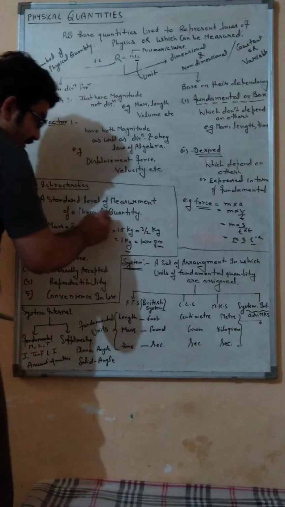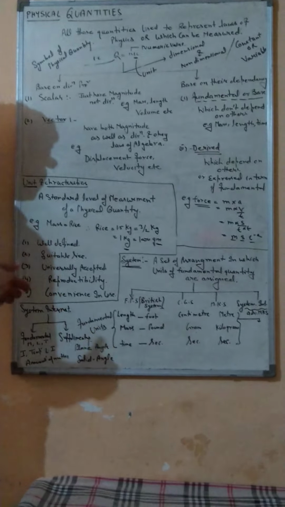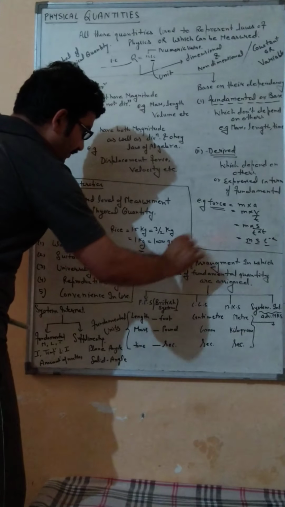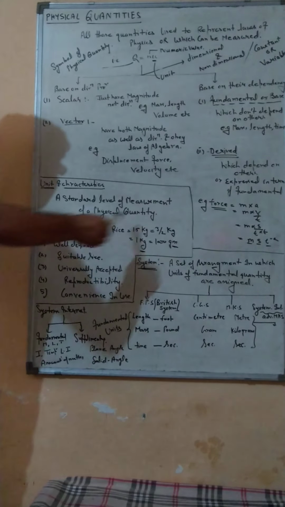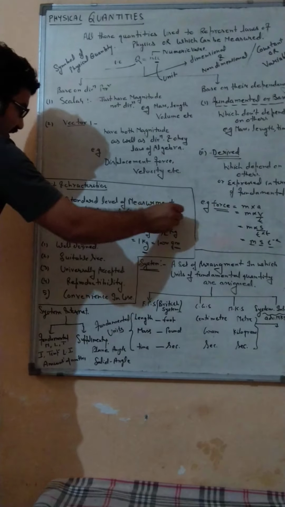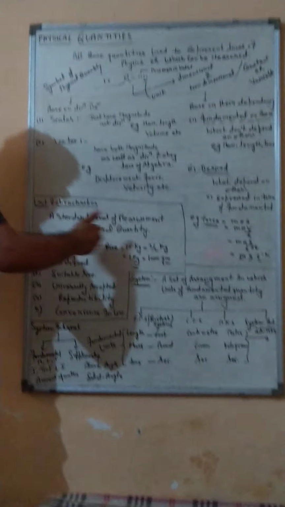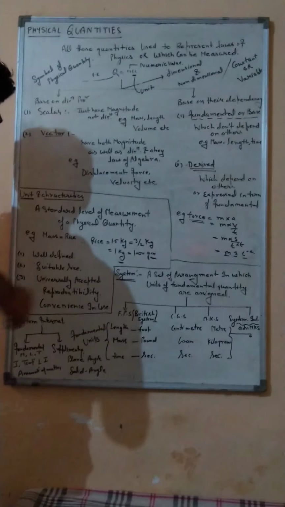In that manner, if I write a list to purchase something from the market, I follow the scientific rule to represent the physical quantity from a physics point of view. So these are units, and some examples where we can understand how units are represented in different standards to measure any physical quantity.